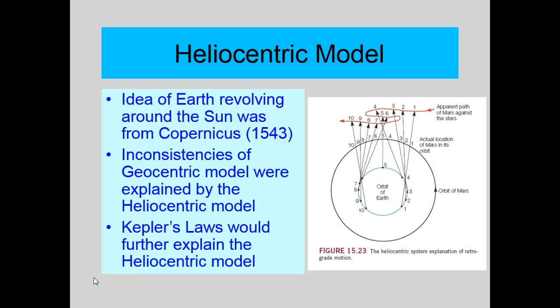Okay. Now, along came someone else. Johannes, I think his name was Kepler. I believe he was German. Okay? And Kepler was quite a mathematician, a geometer, a trigonometer. He put together a system of laws that would further explain the heliocentric model. Even Copernicus didn't quite have it right.